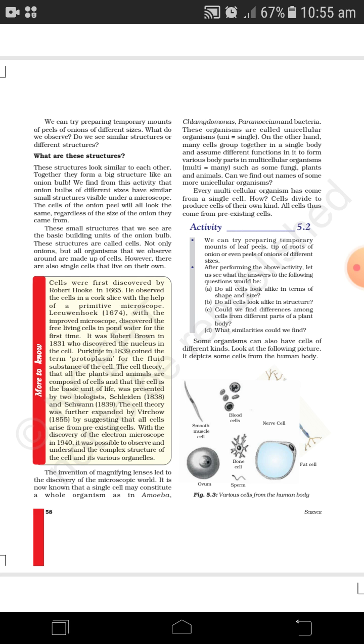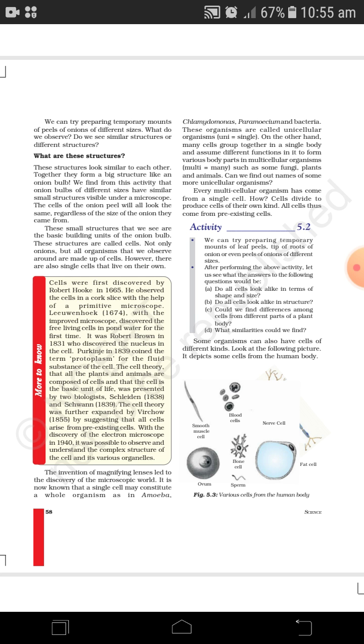These organisms are called unicellular organisms. Uni means single. The definition of a unicellular organism is that an organism having one cell is called a unicellular organism, or a single cell. On the other hand, many cells group together in a single body and assume different functions to form various body parts in a multicellular organism. Multi means many. The definition of a multicellular organism is that an organism having more than two cells is called a multicellular organism.